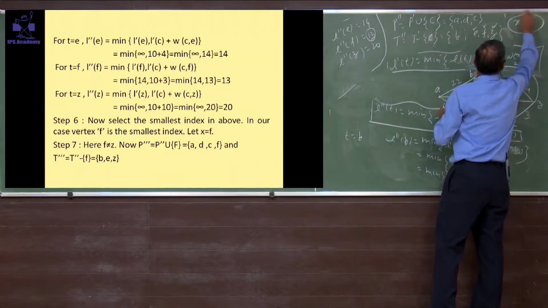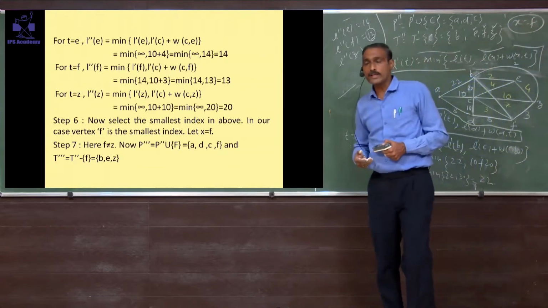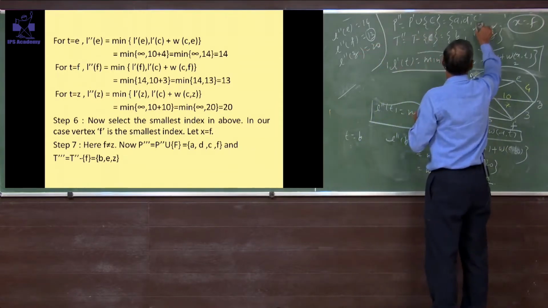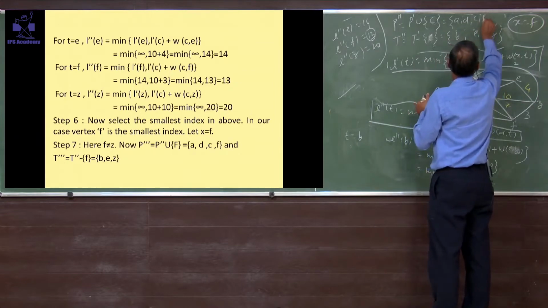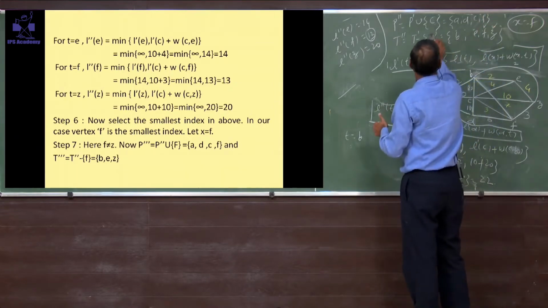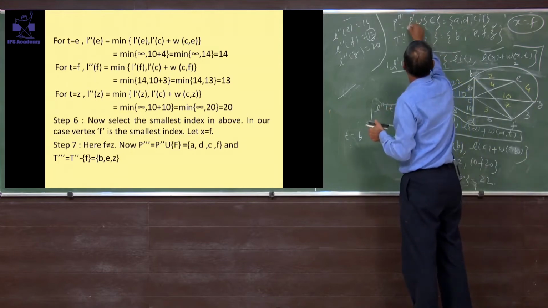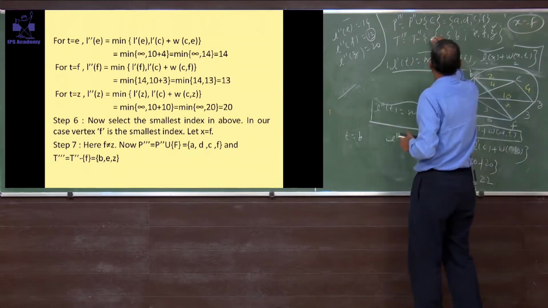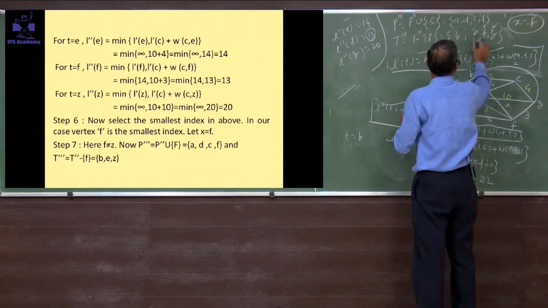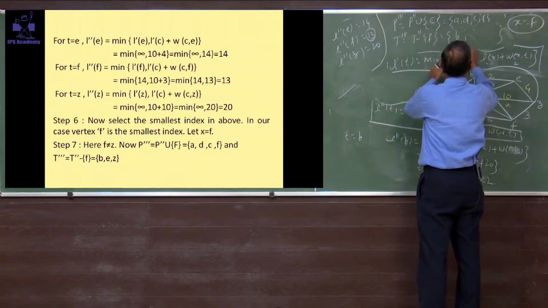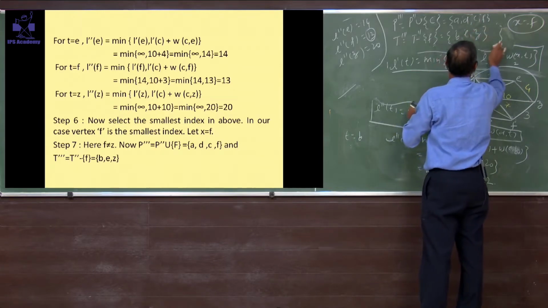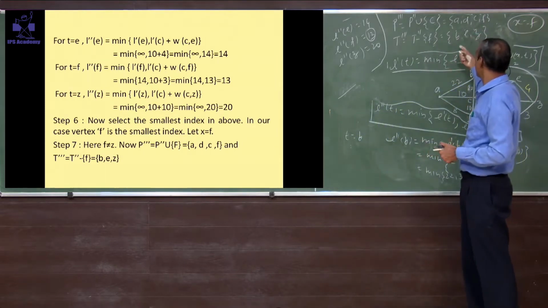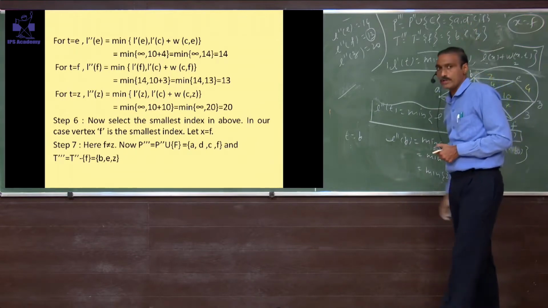Now, what will the path? Now, adding the F in the path P double dash. So we get A comma D comma C comma F, and remove F from this T double dash. We get B comma E comma Z. Now we have to reach Z. That means we also have to calculate for B, for E, and then lastly Z.